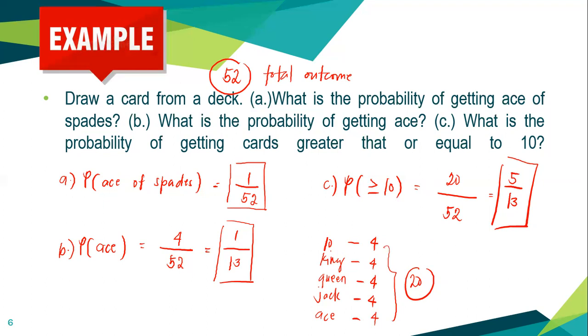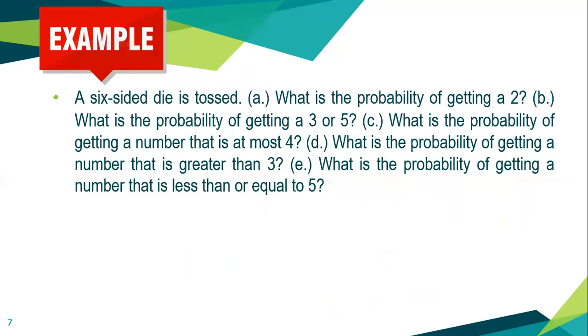So another example. A 6-sided die is tossed. What is the probability of getting a 2? What is the probability of getting a 3 or 5? Letter C, what is the probability of getting a number that is at most 4? What is the probability of getting a number that is greater than 3? And lastly, what is the probability of getting a number that is less than or equal to 5?